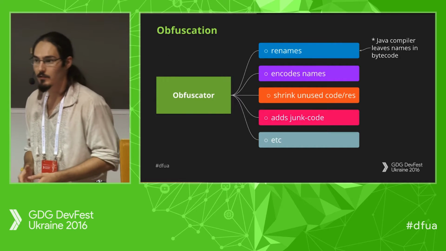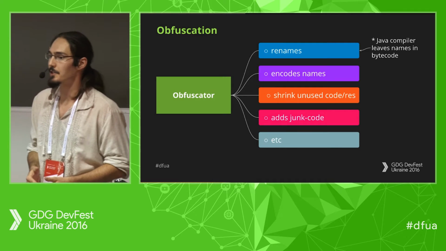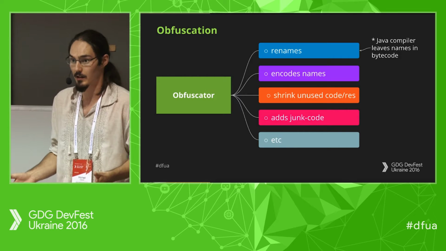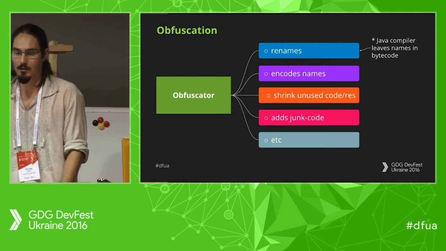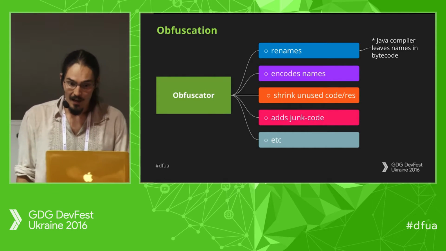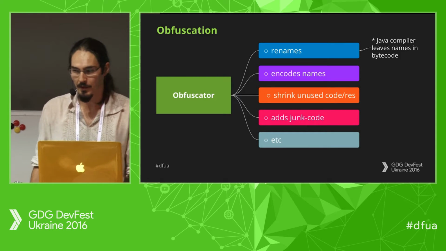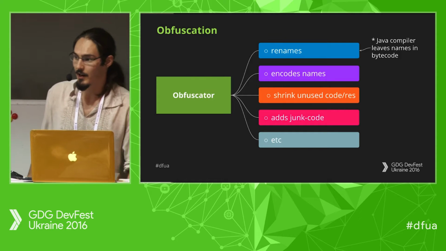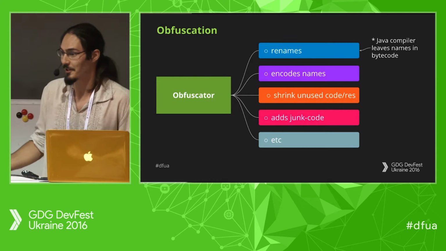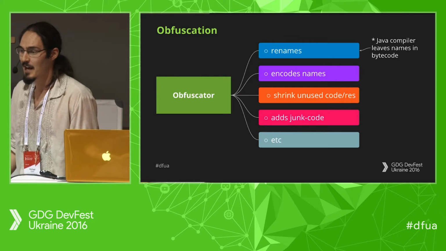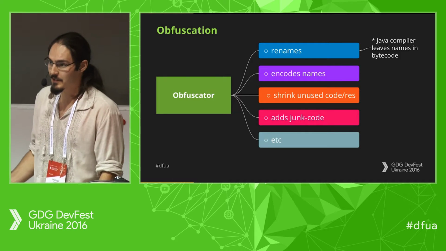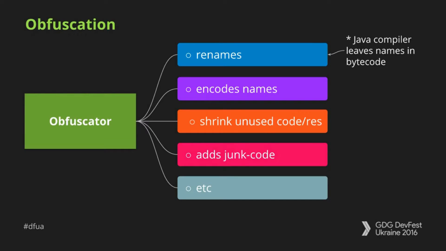So obfuscator can rename all these classes and methods, and it's what ProGuard does. And I'm sure all of you use ProGuard. Also, it can encode names with some strange codes, shrink unused resources, or instead of this, add some junk code. But it will take some time for a reverse engineer to understand that this code does nothing and makes code less readable.